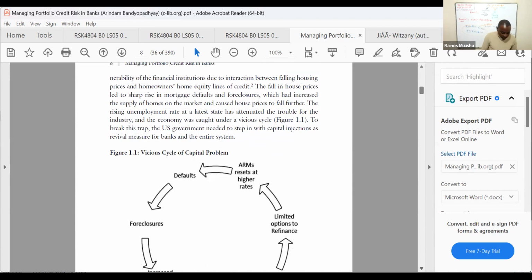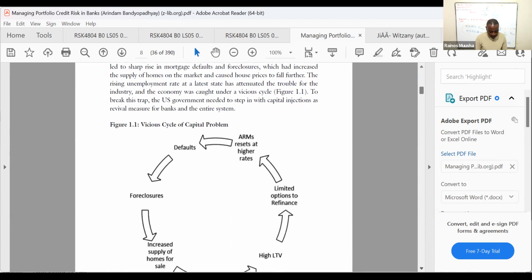So the fall in house prices led to a sharp rise in mortgage defaults and foreclosures, which had increased the supply of homes on the market and caused house prices to fall further. So the rising unemployment rate at a later stage has attenuated the trouble for the industry, and the economy was caught under a vicious cycle. So to break this trap, the US government needed to step in with capital injections as a revival measure for banks and the entire system as well.